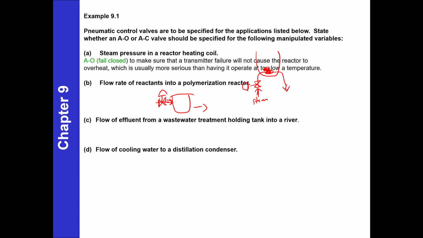For the steam, it should be fail close. Why should it be fail close? Because when there is a transmitter failure, the valve should be closed to prevent the steam from flowing into the coil, so overheating can be avoided.